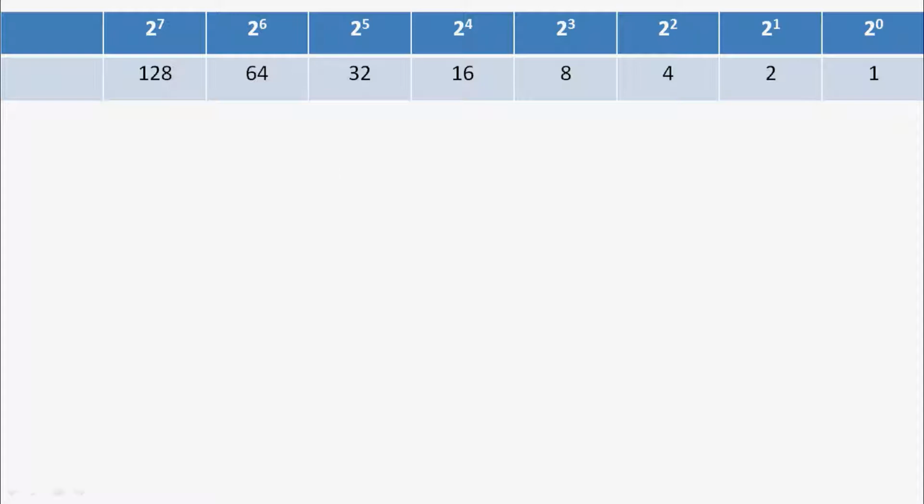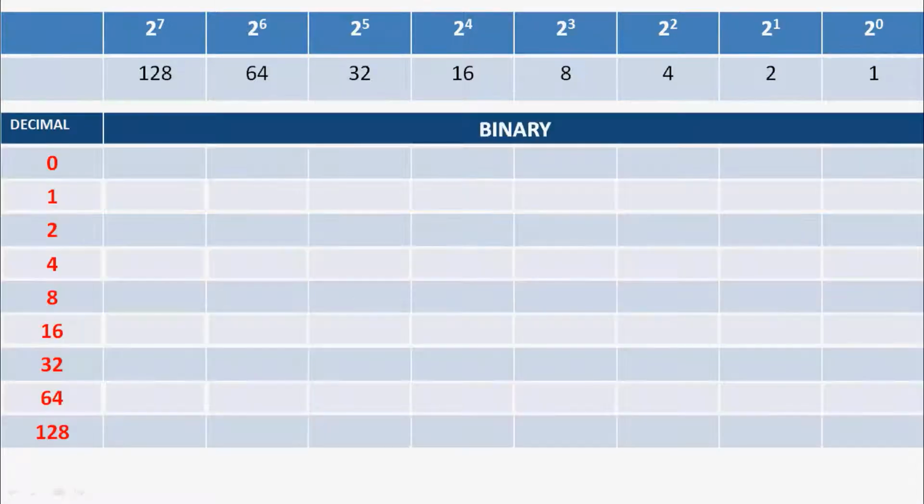Now we are coming to the conversion directly. We are going to convert from a decimal to binary. Here you can see decimal numbers 0, 1, 2, 4, 8, 16, 32, 64, 128. All these numbers you can see in our magic table. We are going to see this conversion one by one.